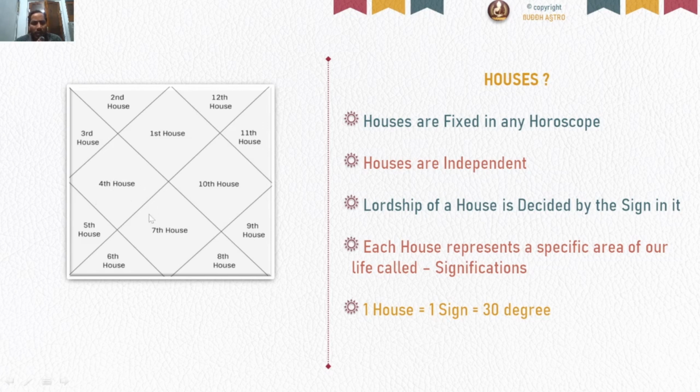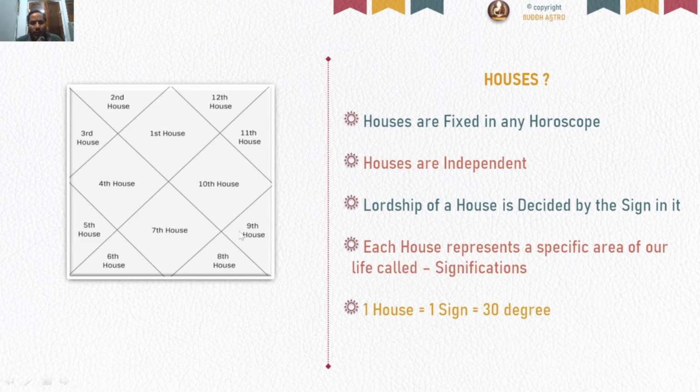Suppose you are talking about wife, it will be seen from the seventh house. This is fixed. Suppose you are talking about longevity, it is seen from the eighth house. Although the first house is also seen, generally the eighth house is considered the house of death or house of longevity. I will show you the significations of each house, but remember that a house represents a specific area of life.